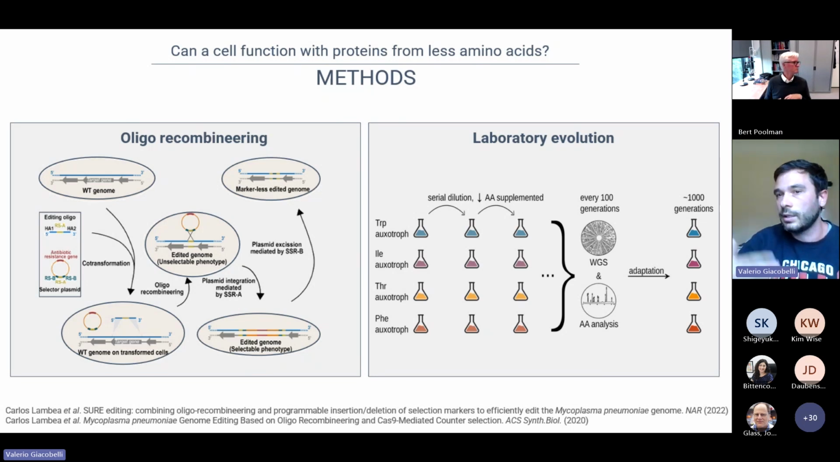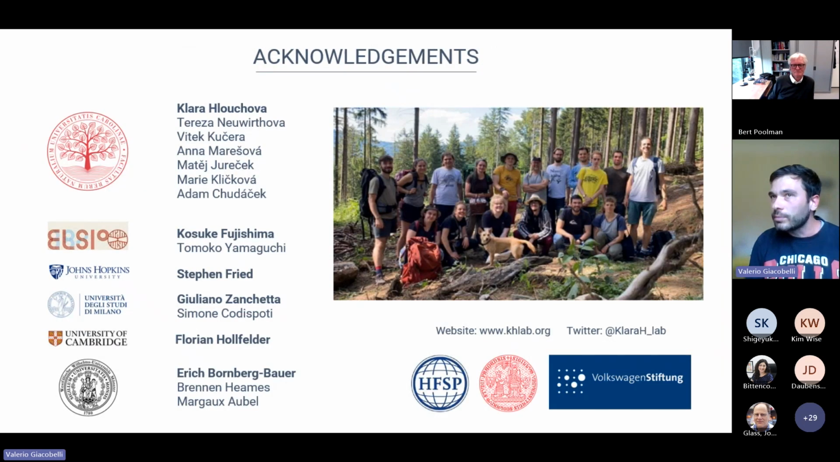And every serial passage will be more than 100 generations, and we follow with whole genome sequencing, amino acid analysis, repeatedly for as many generations as possible. So this is our goal. Let's say it's still a project on paper. We still don't have any data for it. It's just our goal, to try to reduce Syn3A not only in terms of genome, but also in terms of proteome.